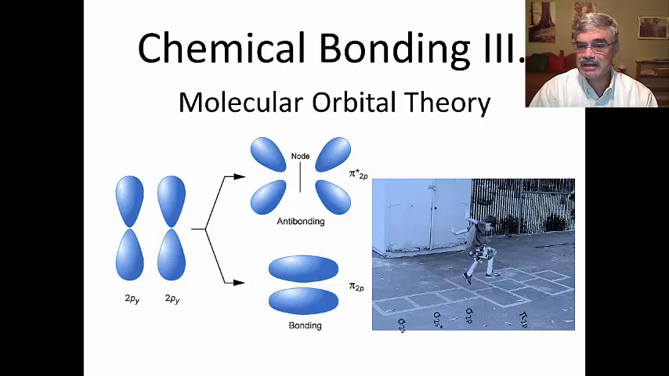Note in this first slide that I show to the bottom right a hopscotch pattern, and you'll see the relevance as we explain molecular orbital theory. Sigma 2s, sigma 2s star, sigma 2p, pi 2p, pi 2p star, sigma 2p star.